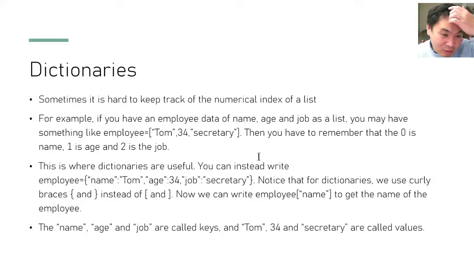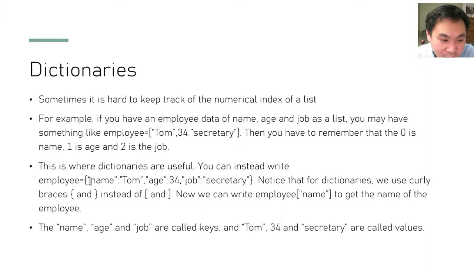And this is where dictionaries are useful. You can instead write employee name as Tom, age as 34, job as secretary. And notice that for dictionaries, we use curly braces instead of the brackets that we use for lists. Okay, and once you have that, you can do employee of name and get Tom, employee of age to get 34, and so on and so on.